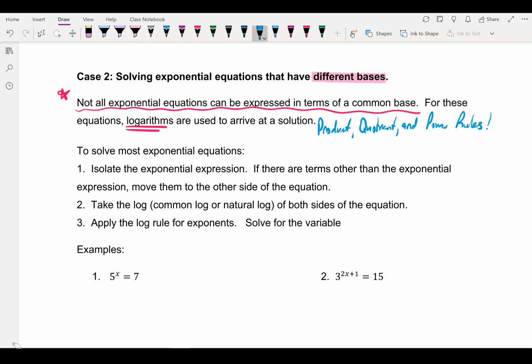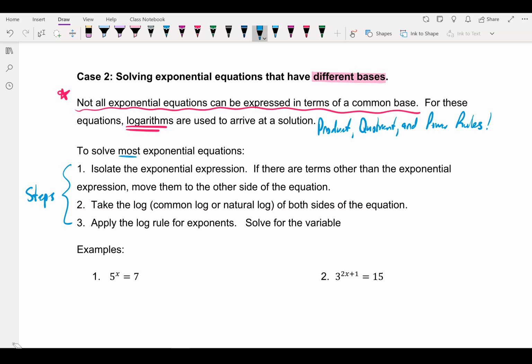So if you have a good grasp of your power, quotient, and product rules, I should say, then this topic's going to be very simple for you. These are the steps we're going to take to solve most exponential equations. Not every single one, but most of them.